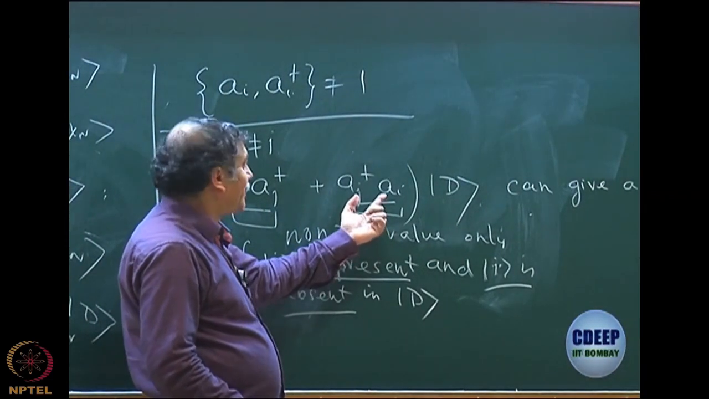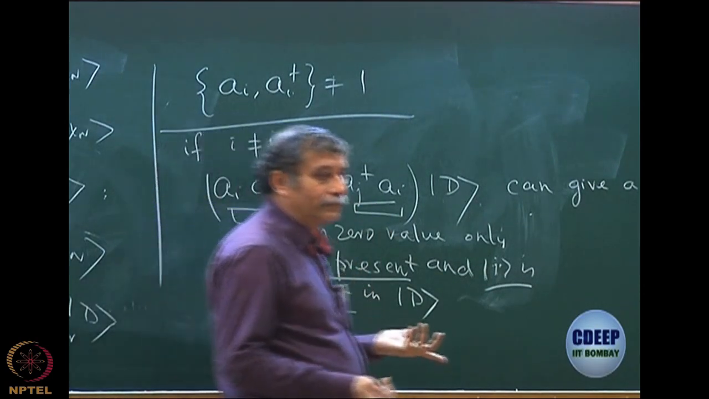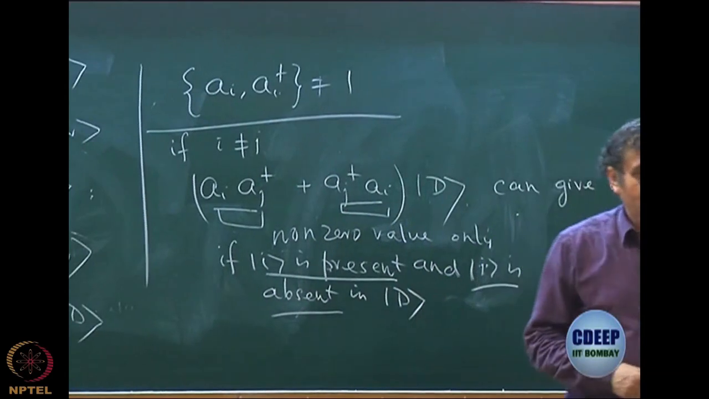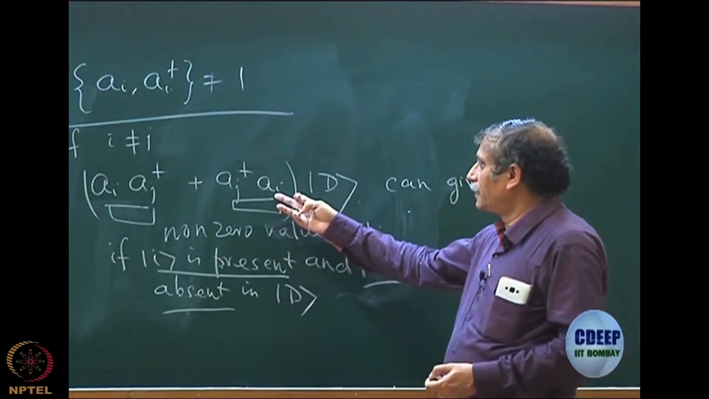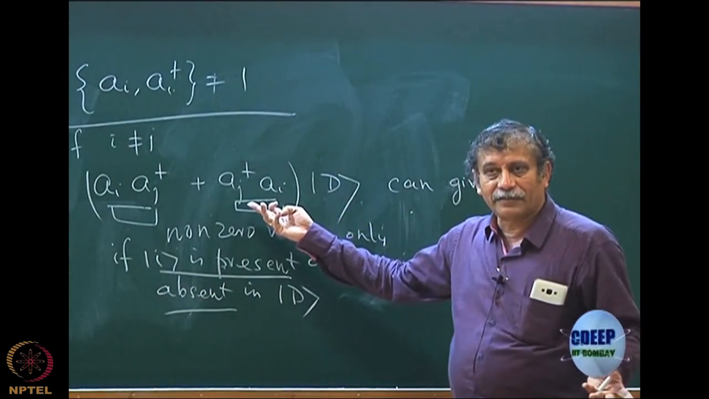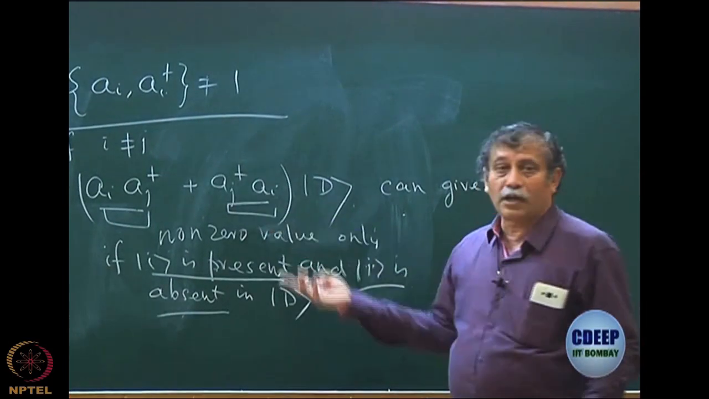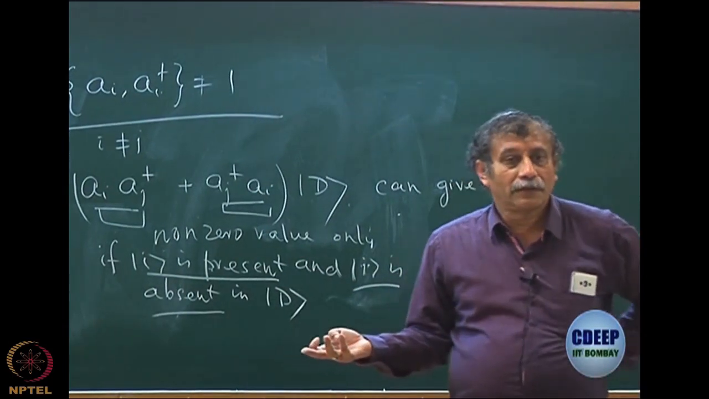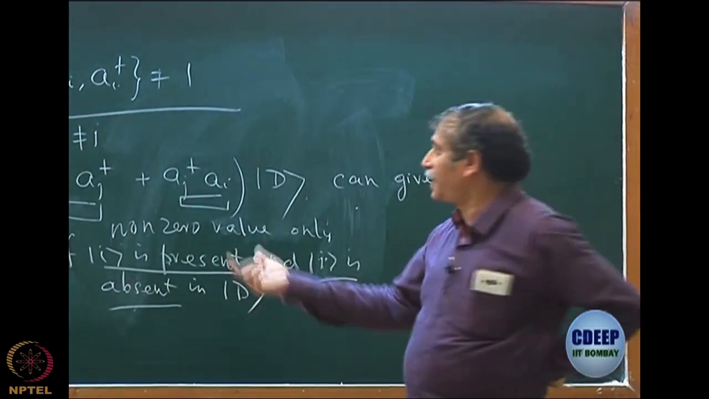Correct? So, if this is not true, each of them will become 0. Because if I is not present, AI cannot act. If J is present, then AJ dagger cannot act. Yes, that's what I and J, then AJ dagger will not act. AI will act, so what? Eventually, the whole thing has to give you non-zero.